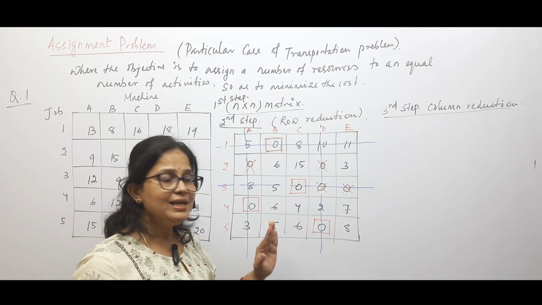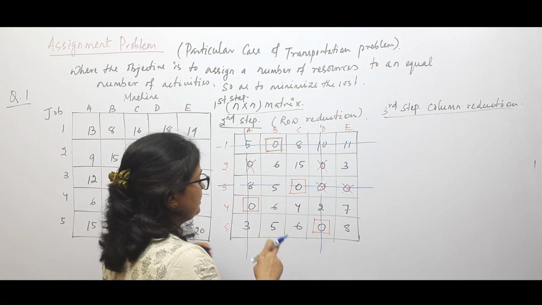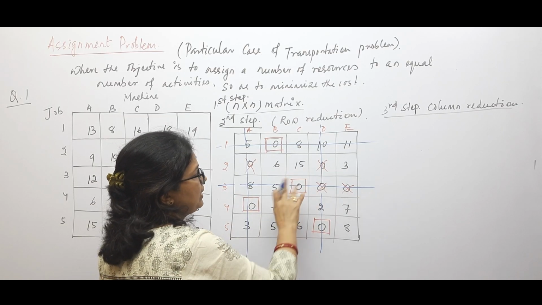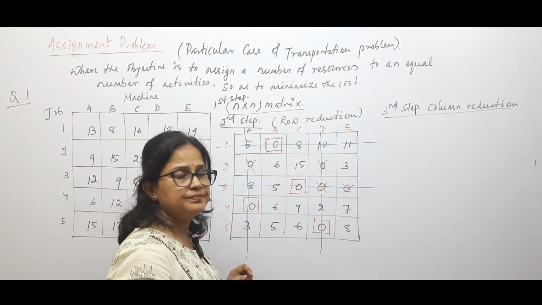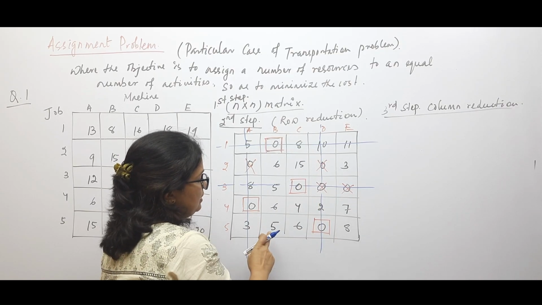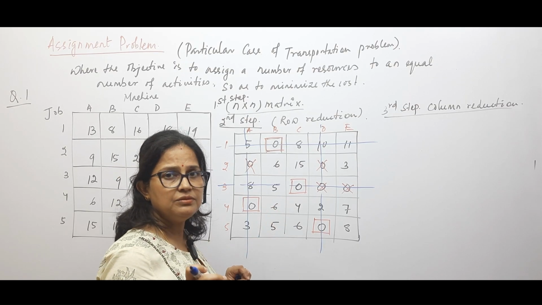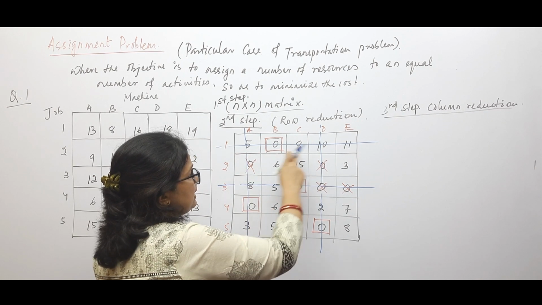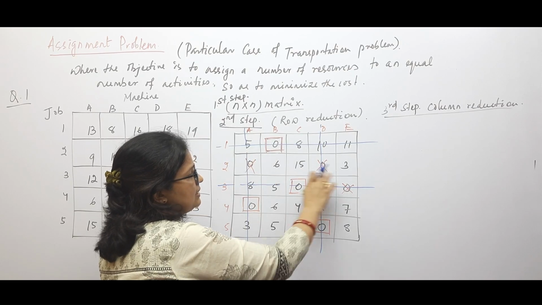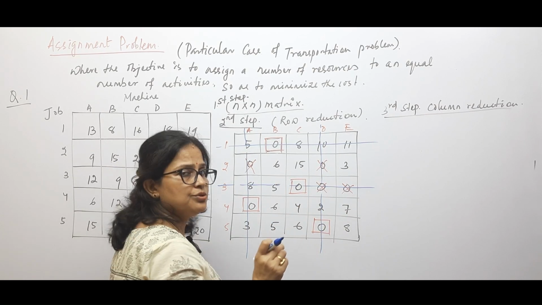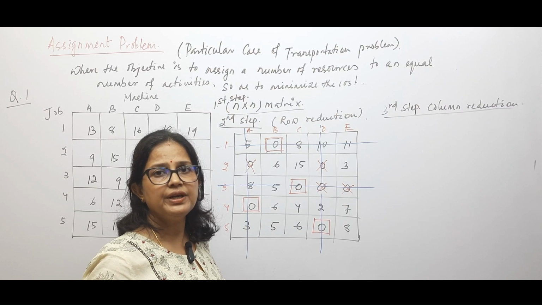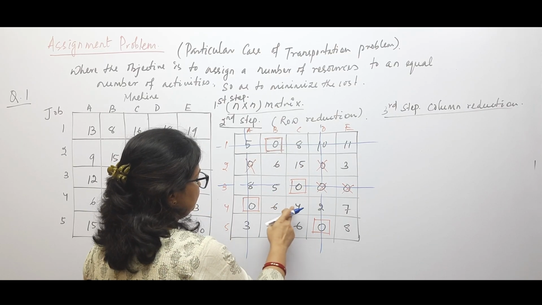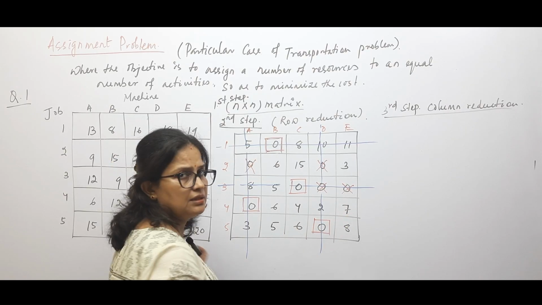So what is our next step? Our next step is to find the minimum cost which is not covered by these lines. In the cells that the lines have not touched, we have to choose the smallest cost. If you see here, 6, 15, and numbers like 6, 4, 5, 6, 7, 8 are there.